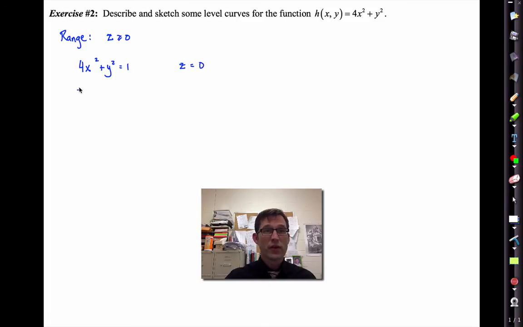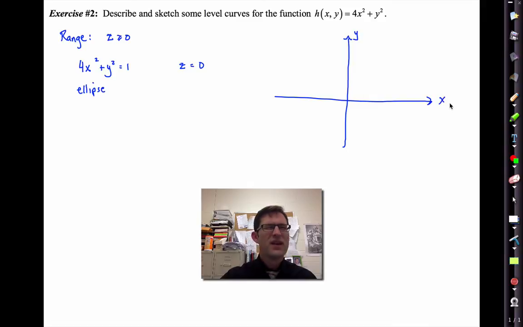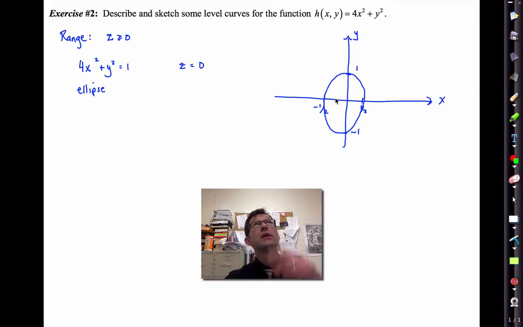Well, hopefully everybody realizes that this is an ellipse, right? In fact, we can sketch this ellipse. That is a beautiful looking xy axis, right? This would be an ellipse whose x-intercepts would be 1/2 and -1/2. Think about that. And whose y-intercepts would be 1 and -1. So all along this curve, if we walked along it, then we looked upwards, all along it, we would see the same z value. We'd see a z value of 1, right?